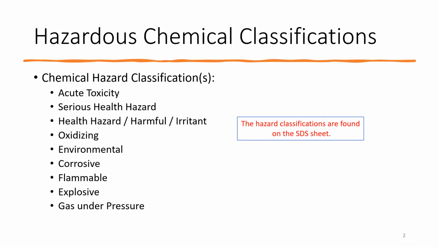This is one of the safety short series. This is not an in-depth conversation, but this is going to be a great starting point for anybody who's struggling with this concept. So when we look at the chemical classifications, it's broken down into acute toxicity, serious health hazard, oxidizer, environmental, corrosive, flammable, explosive, and then finally gas under pressure. So let's go on to the next slide here.